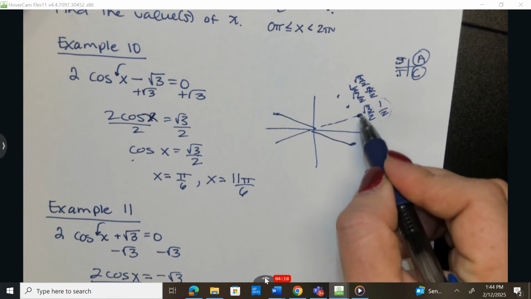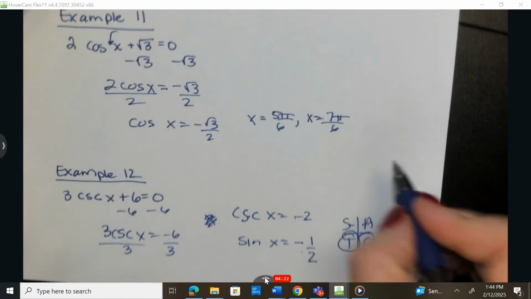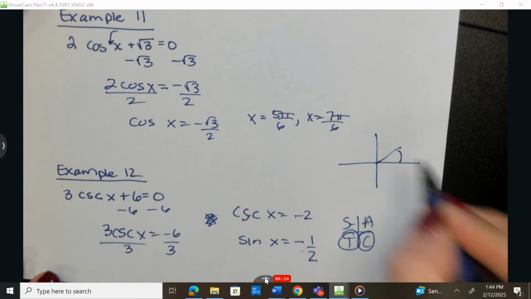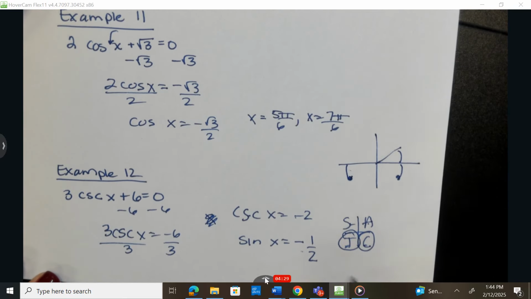That's going to be again a reference angle of 30 degrees, or pi over 6. So I have a reference angle of 30 degrees, but I need to land in quadrants 3 or quadrants 4. That's putting me right down here at 7 pi over 6 or 11 pi over 6.